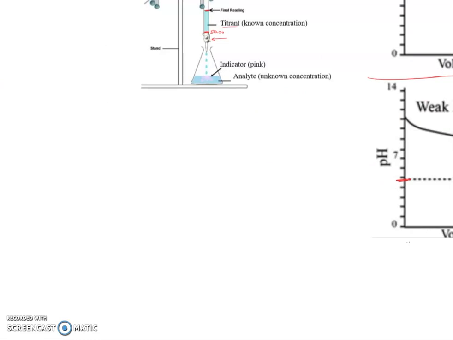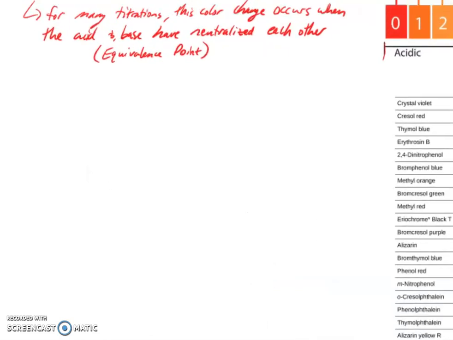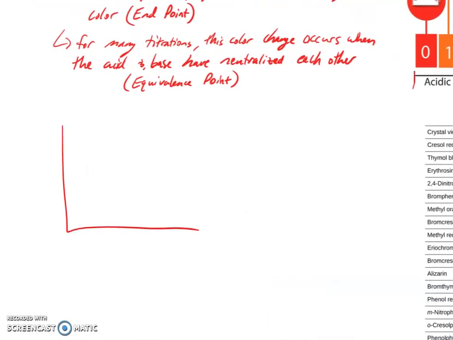A couple of other titration curves you may see might look like this. It's got two steps, has two equivalence points. This would be for something called a diprotic acid. Diprotic means two hydrogens, like H2SO4. It's got two hydrogens that can be removed. We call it diprotic.